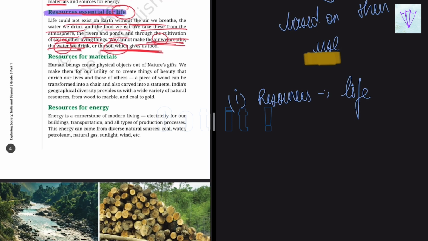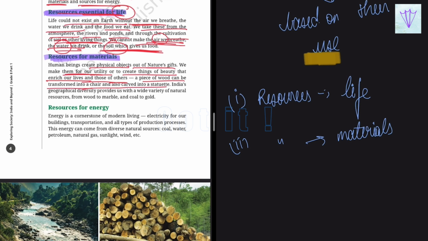So the next category is resources for materials. Human beings create physical objects out of nature's gifts. We make them for our utility or to create things of beauty that enrich our lives and those of others. So a piece of wood can be transformed into a chair and also carved into a statue.